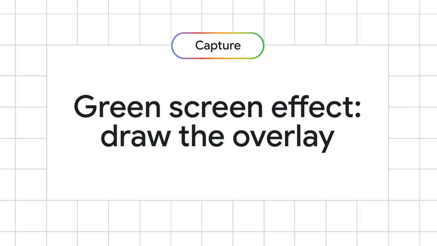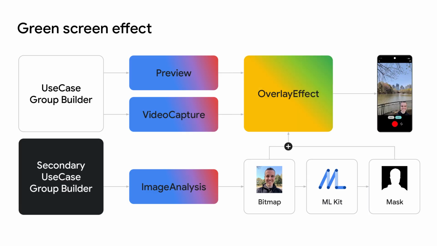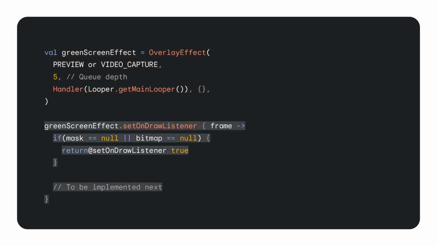We're almost ready to see the final result. We can take the bitmap and the mask we generated in the last section and draw the result on the original video using an overlay effect. Similar to the Media3 effect we made earlier, we'll use CameraX's overlay effect for drawing an overlay on top of the camera frames. Then we set the onDrawListener callback to draw on the overlay canvas. Check if the mask and bitmap is null first, because we need them to proceed.